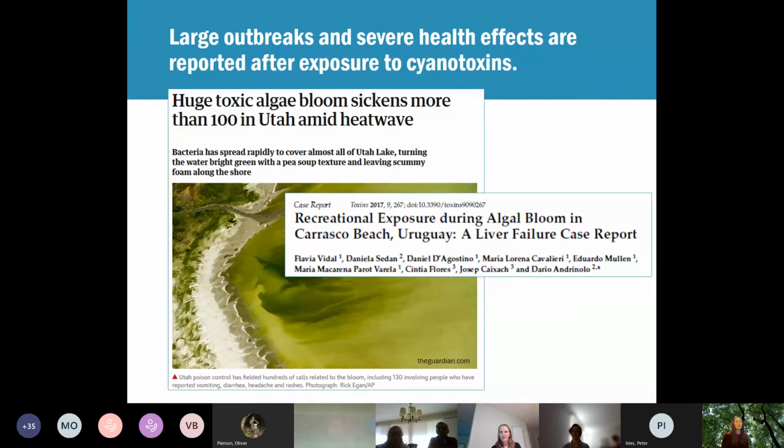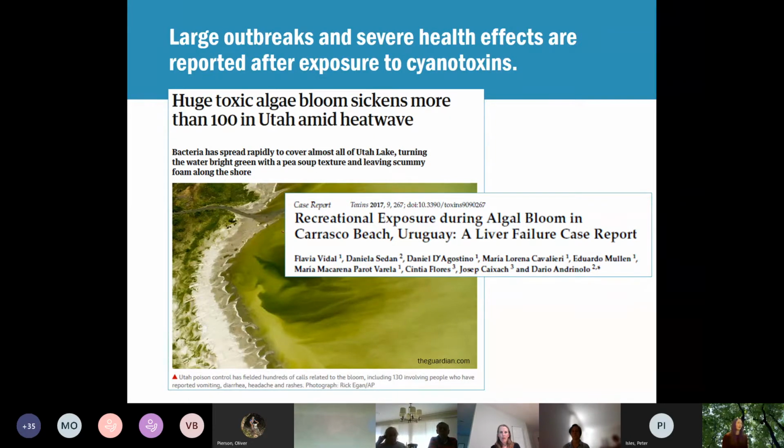There have been a couple of media stories, and these are just 2 of many that have been published in the past several years. In some locations around the world, the cyanobacteria blooms and the outbreaks have made people very, very sick. So the picture on the left is a picture of a lake in Utah. I think this was in 2016. So the lake was completely covered in a cyanobacteria bloom, and over 100 people reached out to the Poison Control Center because they were very sick from it.